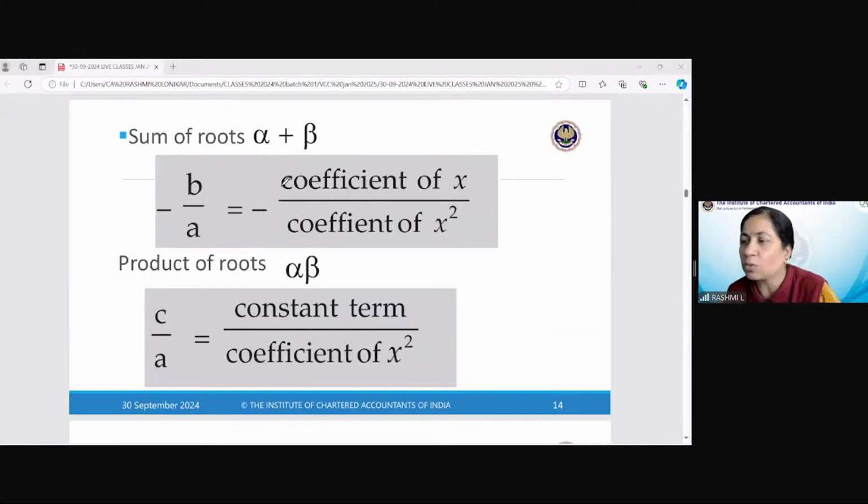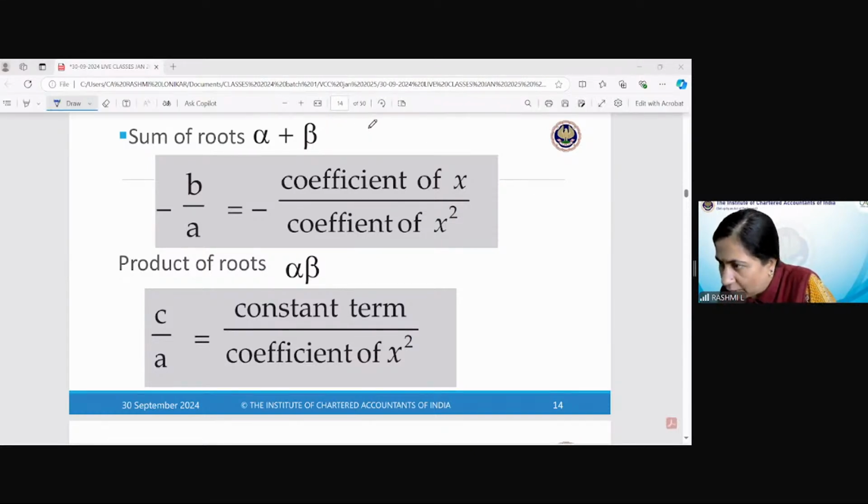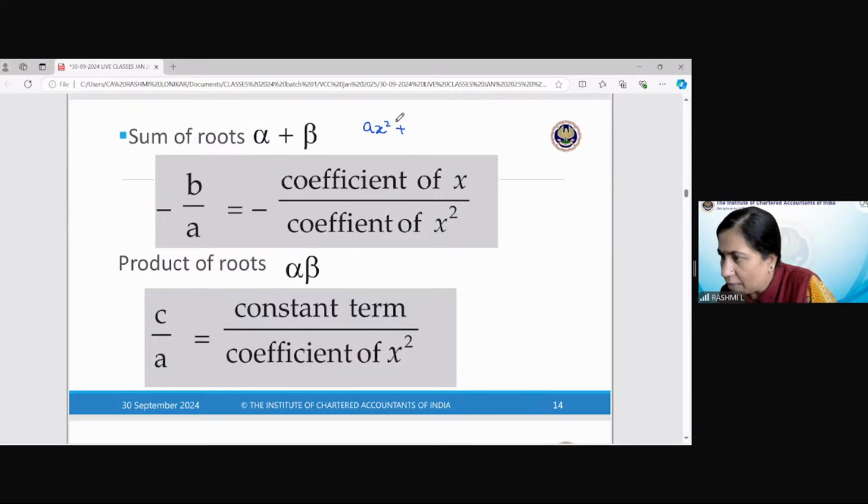Now coming to the important part on which a lot of questions are asked: what is the sum of roots and product of roots? If I have a quadratic equation ax square plus bx plus c is equal to 0, then sum of roots, and alpha and beta are roots. इसको क्या बोलते हैं? अल्फा. इसको क्या बोलते हैं? बेटा.